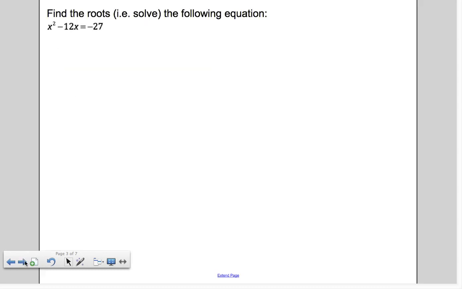So now here's a question. Find the roots, or basically solve the following equation. Okay, you guys want to try this on your own? We want to solve for this equation. So finding the vertex is not solving the equation. Vertex is a particular point on our parabola. Here we want to find the roots or solve for this equation.